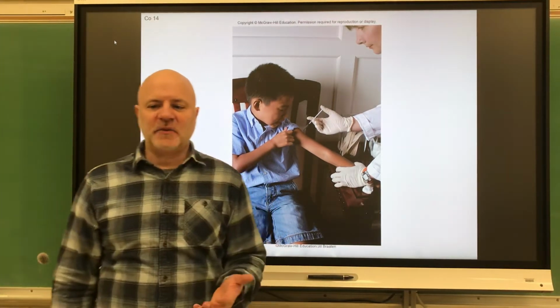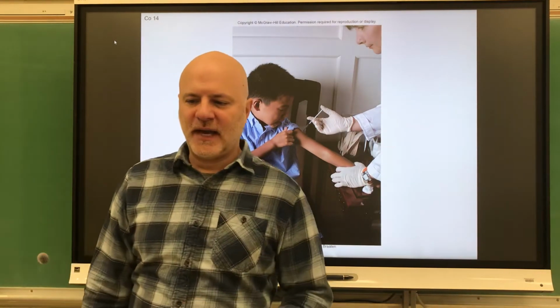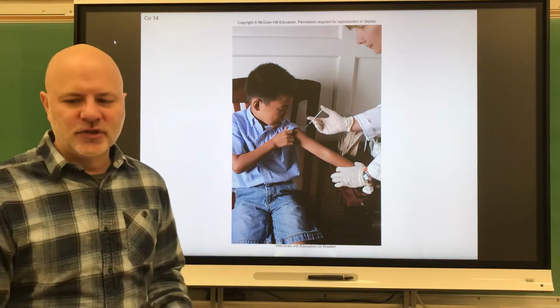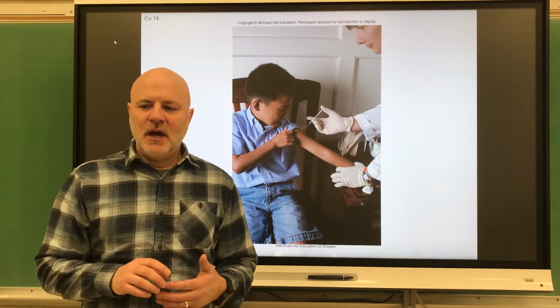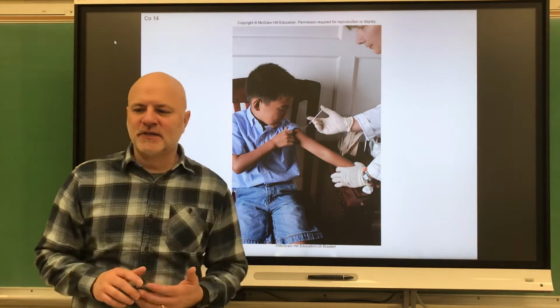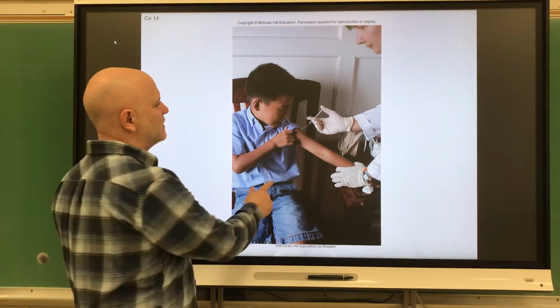All right, so let's look at chapter 14. Chapter 14 deals with the lymphatic system. So let's first look at the functions of the lymphatic system. One is that it defends against infections. Next is that it transports excess fluid away from interstitial tissues back to the bloodstream.